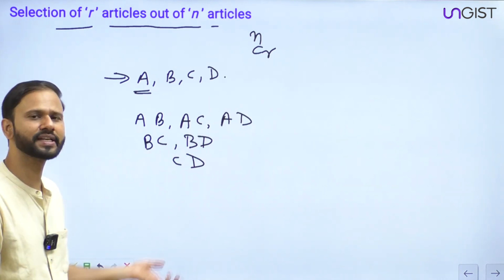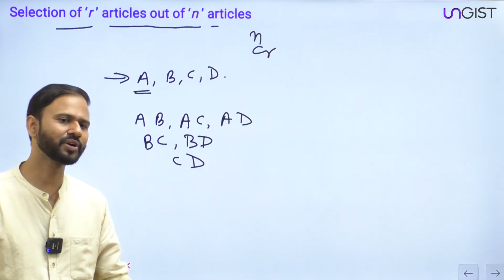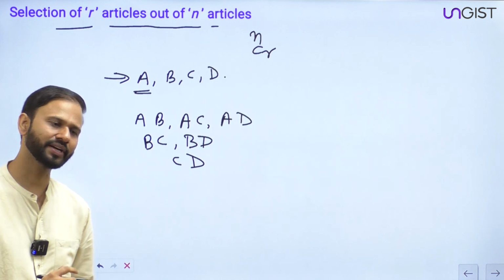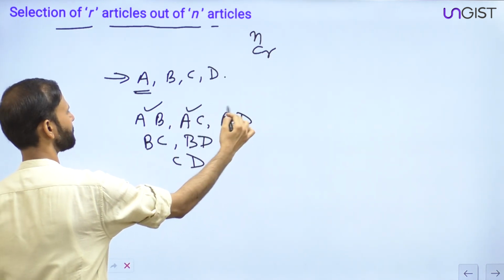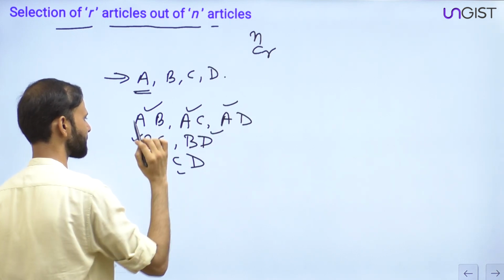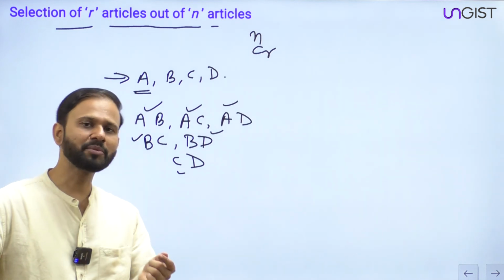So you have actually 6 pairs of 2 alphabets out of 4 alphabets. Yes or no? Right, everyone? You have these 6 pairs: 1, 2, 3, 4, 5, 6. Right? Clear? Fine. So this time you will get confused.